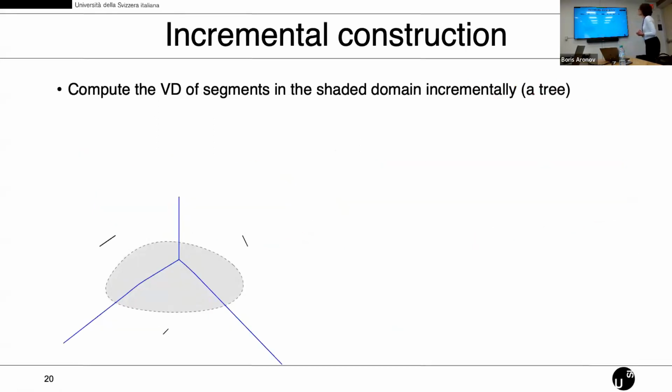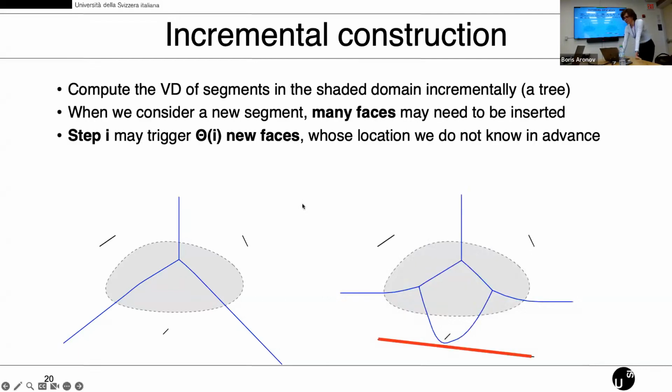So let's say we are computing the Voronoi diagram of segments in this shaded domain. Here we have just 3 segments. Now we consider the next segment, this next red segment. So many faces may need to be inserted to update the diagram. Step i may trigger θ_i new faces, whose number we don't know. Here in this example, we have to insert 2 faces, but in general, there can be θ_i new faces.